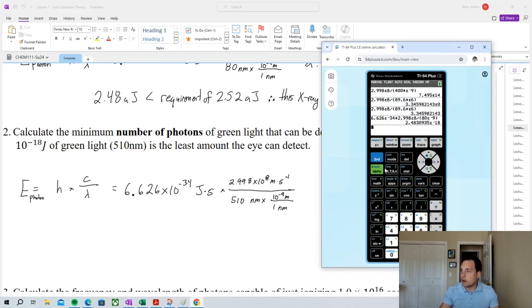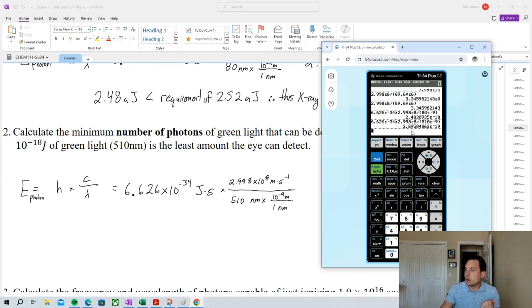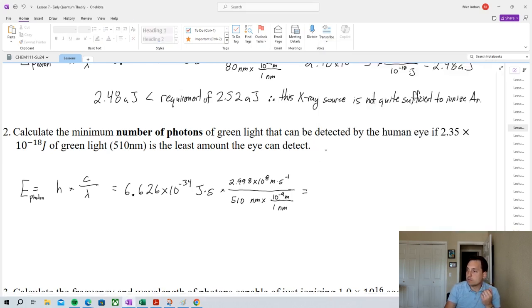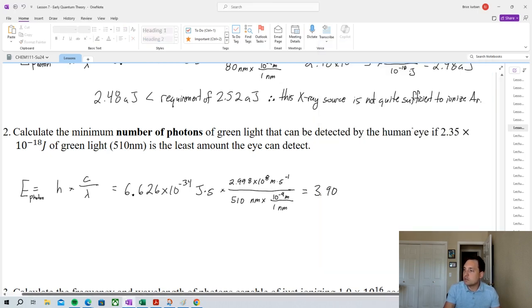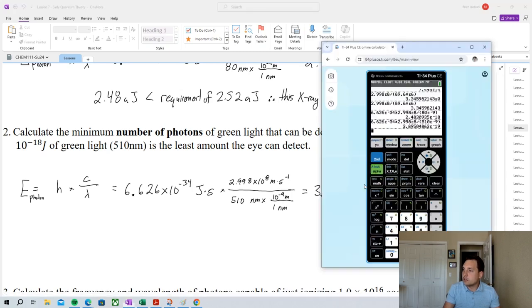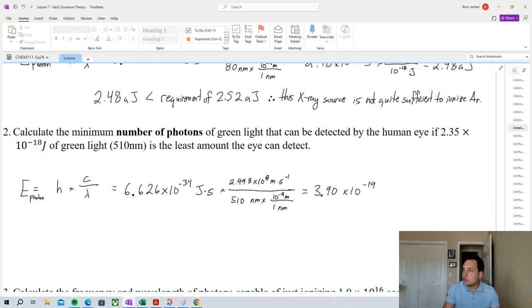So I'll just modify this so it's 510. All right, so the energy of a photon or quantum of green light is 3.895. We'll round it to 3 sig figs, so 3.90 times 10 to the negative 19 joules.